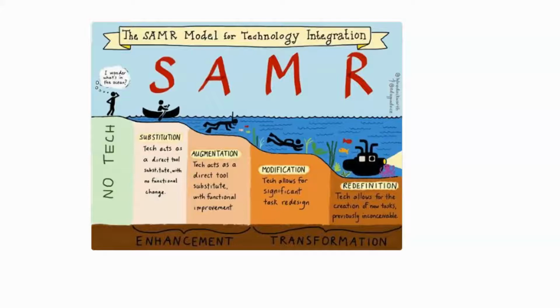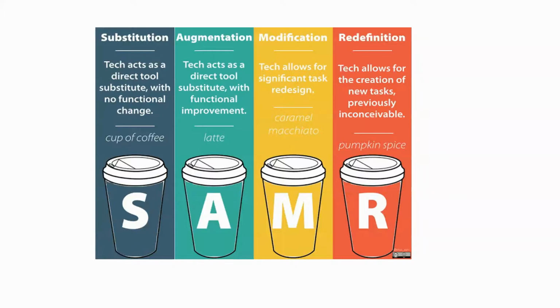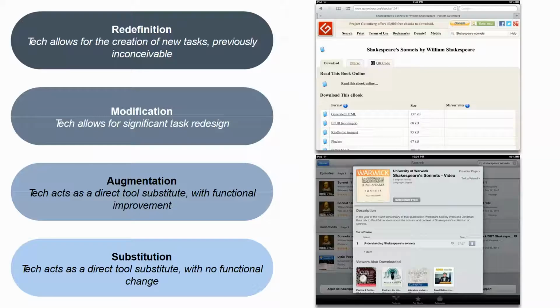So understanding that, some days you do want to be in that submarine at that great depth, because you just don't want to be putting your toes in, just getting your feet wet. Here's another picture of it. I like this one too. So substitution, just a cup of coffee, get all the way to pumpkin spice. You don't want to drink pumpkin spice every day, but it's nice when you get it, okay? So just some different ways of looking at SAMR, okay?